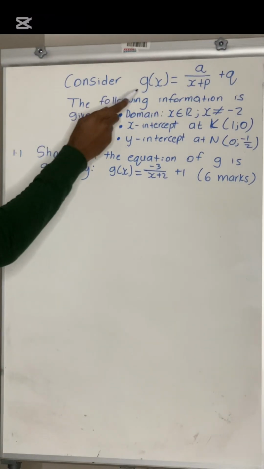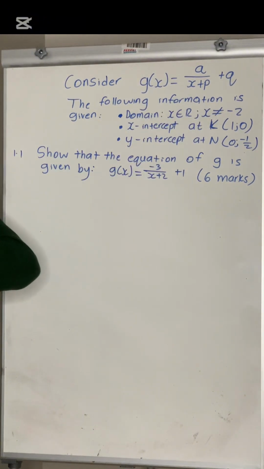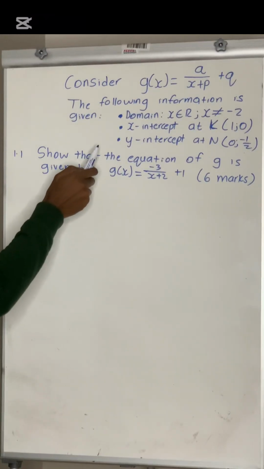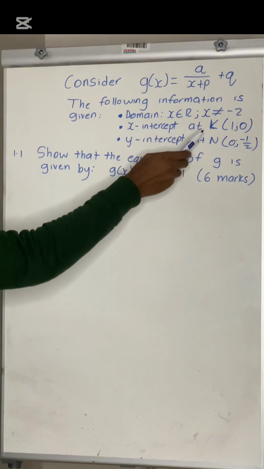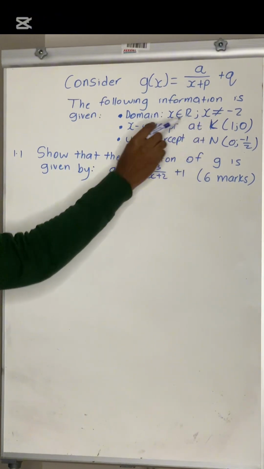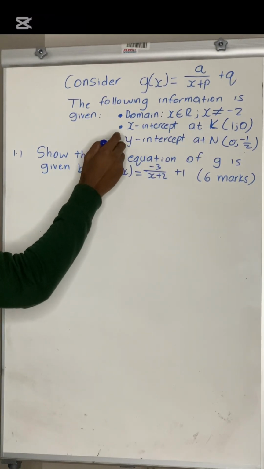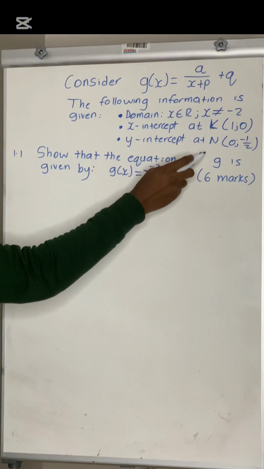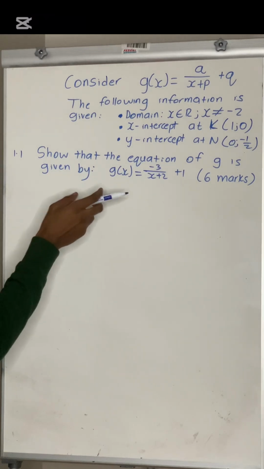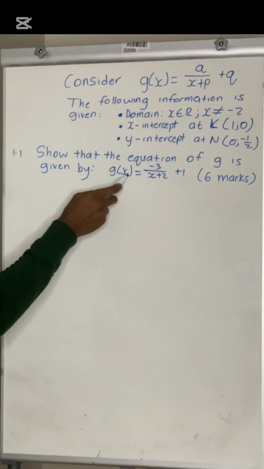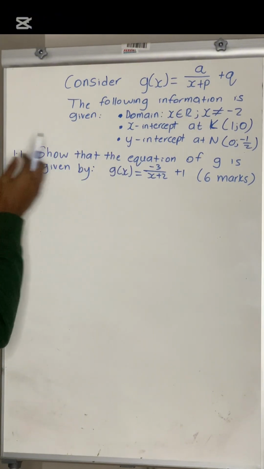It says we should consider g of x is equal to a divided by x plus p, plus q. Then we're given information which says the domain for this function, where x is an element of real numbers, is x cannot be equal to -2. The second bullet says the x-intercept at k is (1, 0). Then finally the y-intercept at n is (0, -1/2). The first question says we should show that the equation of g is given by g of x is equal to -3 over x plus 2, plus 1, for 6 marks.